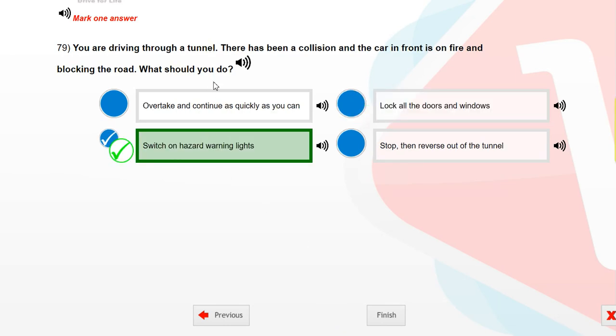You are driving through a tunnel. There has been a collision and the car in front is on fire and blocking the road. What should you do? أنت تقود داخل نفق، وقع حادث ونشب حريق في العربة التي أمامك وقد سدت الطريق. ماذا عليك أن تعمل؟ Switch on hazard warning lights. إشعال أضواء تحذير المخاطر.